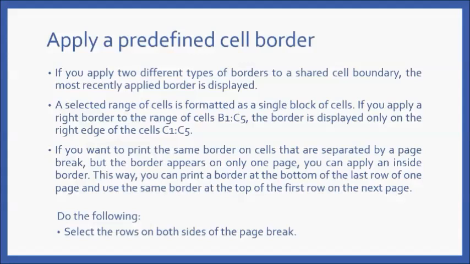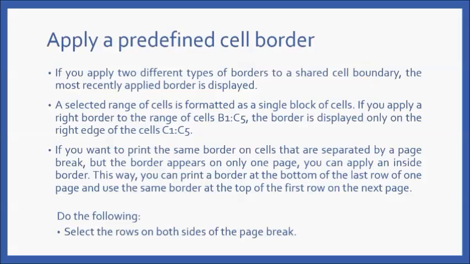If you want to print the same border on cells that are separated by a page break, but the border appears on only one page, you can apply an inside border. This way, you can print a border at the bottom of the last row of one page and use the same border at the top of the first row on the next page.